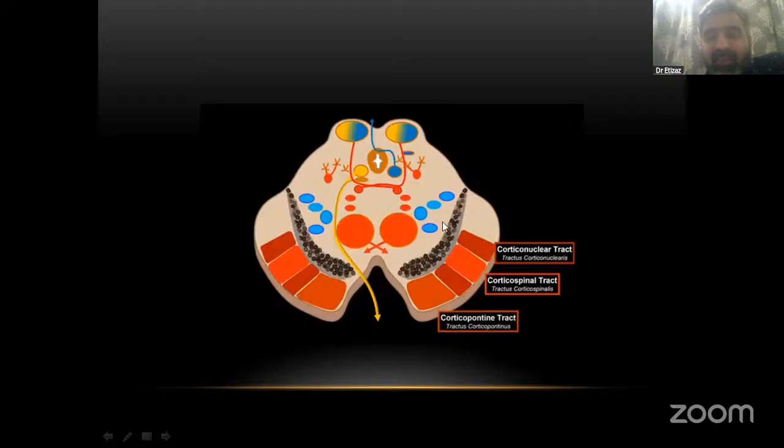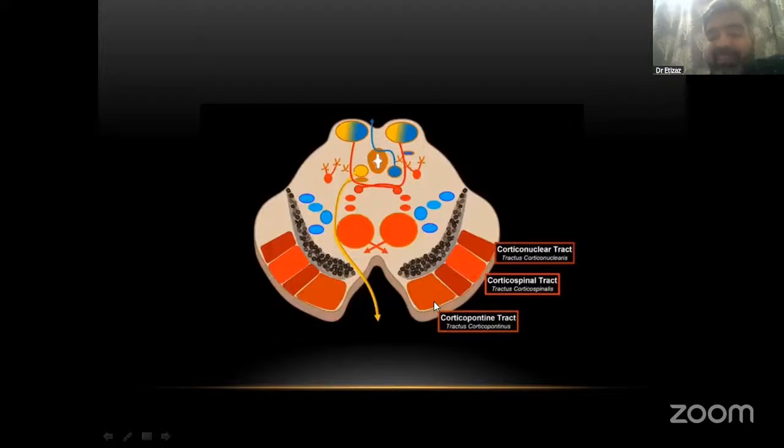So what about these tracts now? Now come to the crus cerebri tract. There are three important tracts only that are very important. The mid one is the corticospinal tract. I'm not going to detail this one. Just posterior medial and posterior lateral to the corticospinal tract, there is a corticonuclear tract. The most medial tract in the crus cerebri is the corticopontine tract.